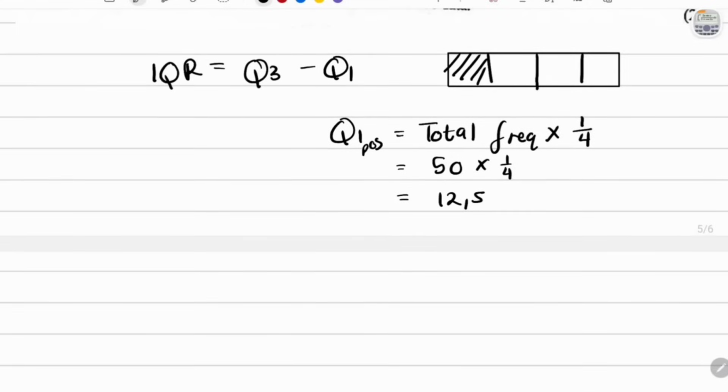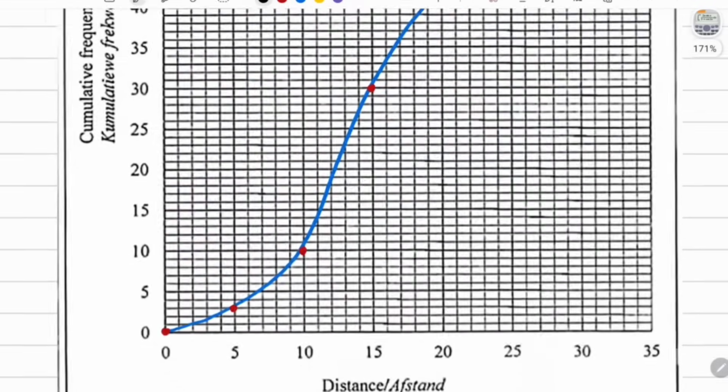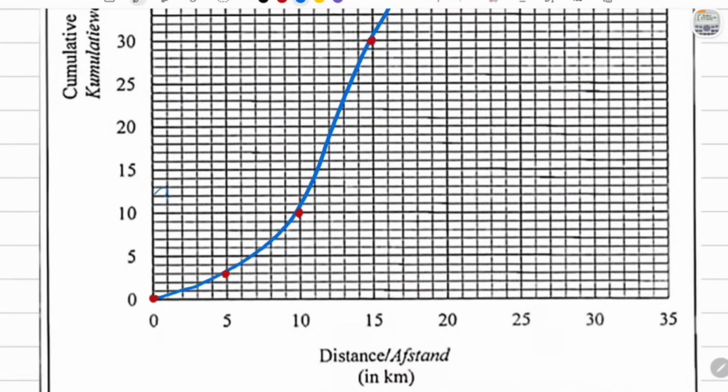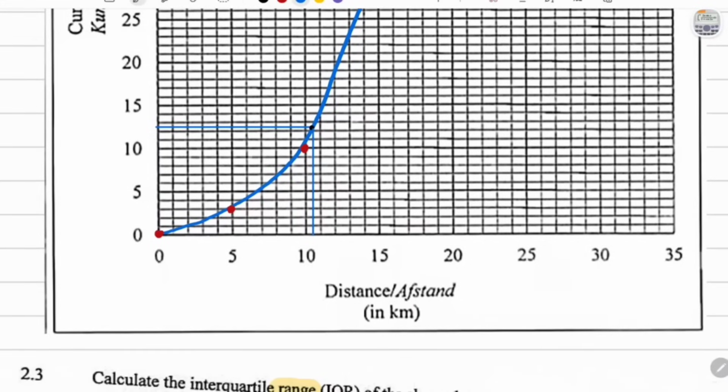To find out the exact value of Q1, you're going to take this number 12.5. Remember, this is a frequency value. So you're going to take 12.5 on the cumulative frequency column. When we find that, around about here, 10, 11, 12.5 is here. You're going to use your ruler and draw a straight line to your ogive. Once it hits that spot, you're going to go down. You see that that number is about 10.5 because this is in intervals of 1. So 10, 11, 12, 13, 14, 15. So that is 10.5. When we answer, we'll say Q1 is equal to 10.5 kilometers.